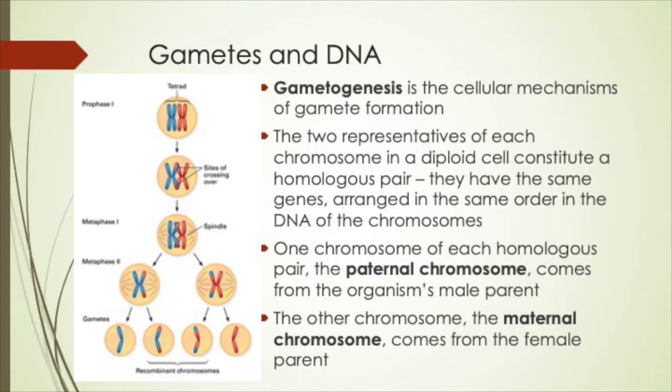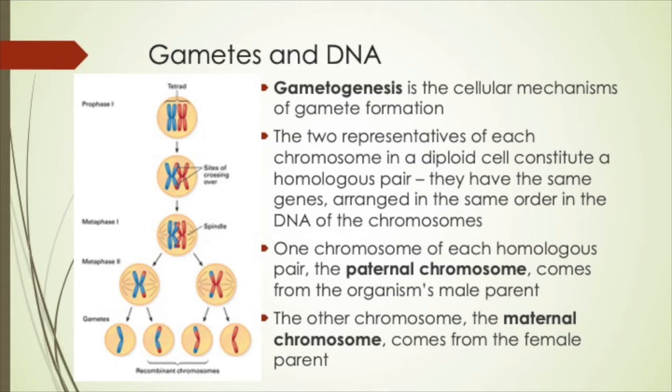So we have our regular cells that have 46 chromosomes, or 23 pairs of chromosomes, and then the sperm and egg cells only have 23 chromosomes. At fertilization, the nuclei of an egg and sperm fuse together, right? So we have one sperm and one egg. That's 23 and 23. They fuse together, and then you get 46. The making of gametes is called gametogenesis. This is the cellular mechanism of gamete formation.